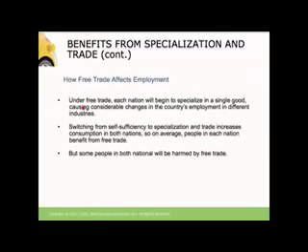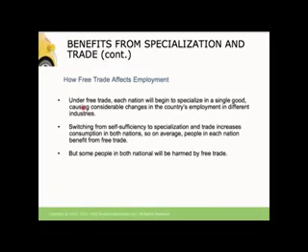So how does free trade affect employment? Well, if you're a country that's producing both shirts and chips and then you decide to specialize in chips, those that were producing and working in the shirt industry are going to lose their job. Ideally, they'll move over into the chip industry, but this may or may not be the case for everybody. So there are going to be some costs.